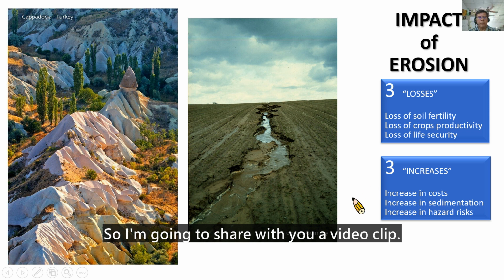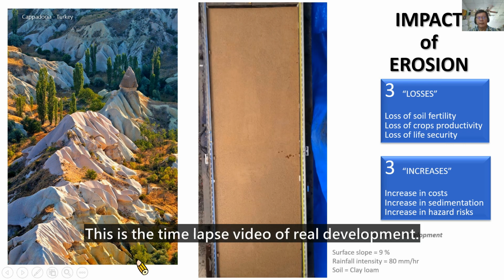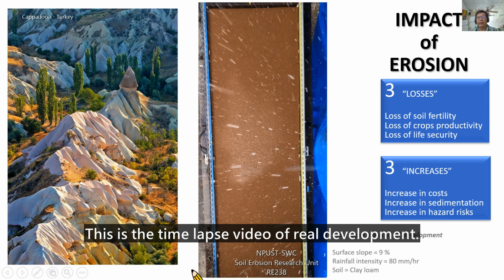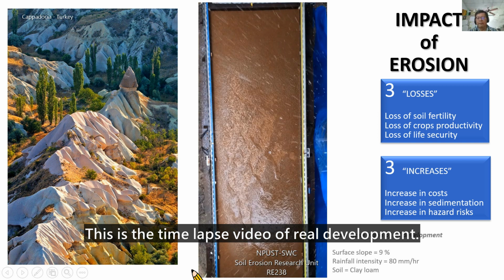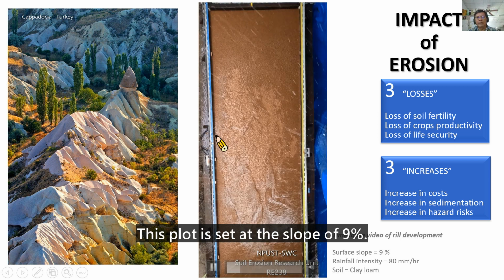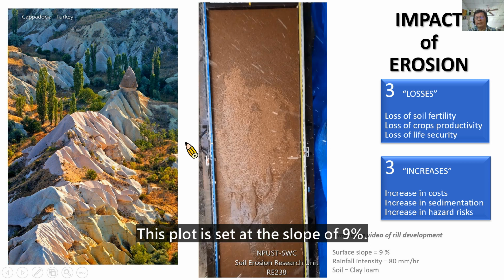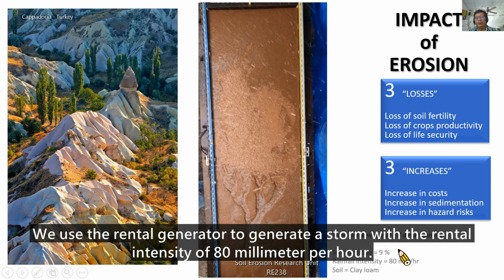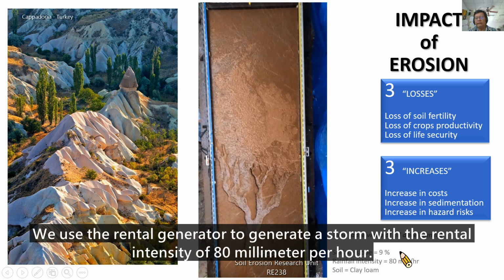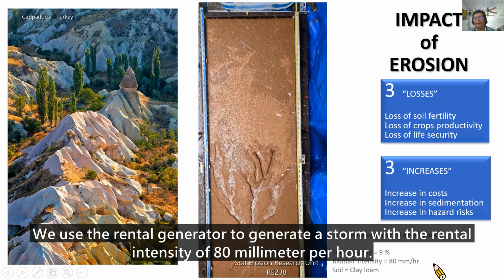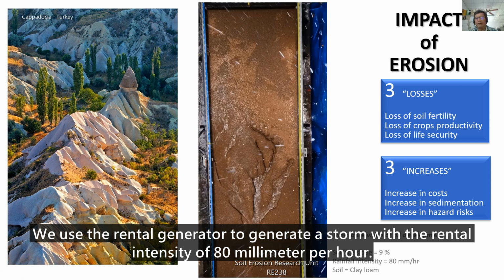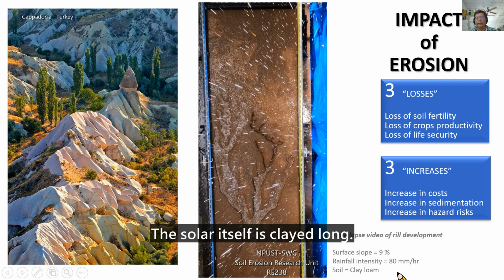So I'm going to share with you a video clip. This is a time-lapse video of a real development. This plot is set at a slope of 9%. We use a rainfall generator to generate a storm with a rainfall intensity of 80 millimeters per hour. The soil itself is clay loam.